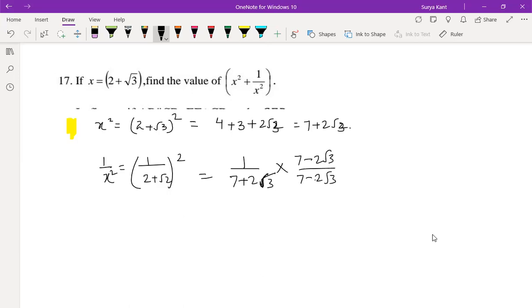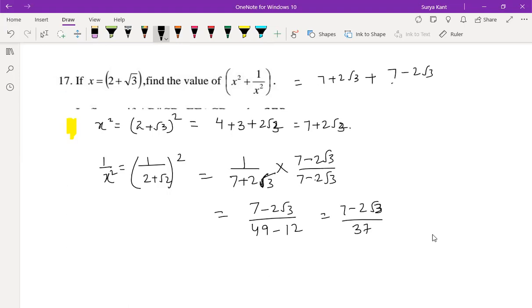Okay, fine. Let's see whether you think the same thing I'm doing or not. 49 minus 4 into 3, that is 12. So 7 minus 2 root 3 divided by 49 minus 12, that is 37. Now put the value over here. X square value is 7 plus 2 root 3 plus 7 minus 2 root 3 divided by 37. So much complication is coming over here, no?